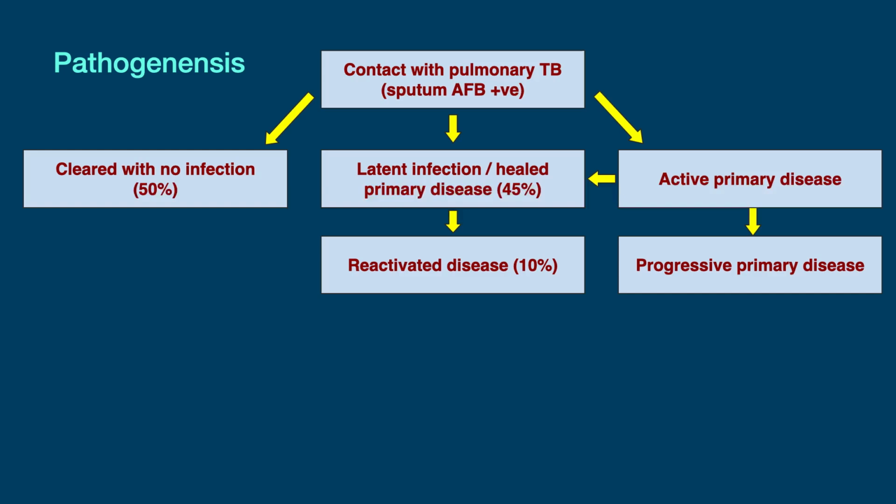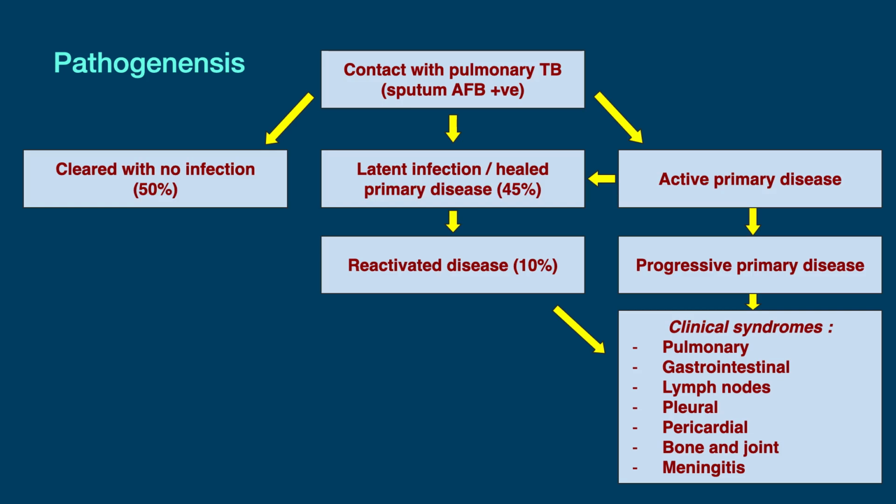Sometimes, patients may develop clinical syndromes, which is a progression from the primary disease, and these include gastrointestinal TB, TB lymphadenitis, pleural TB, pericardial TB, TB osteomyelitis and septic arthritis, and also TB meningitis.